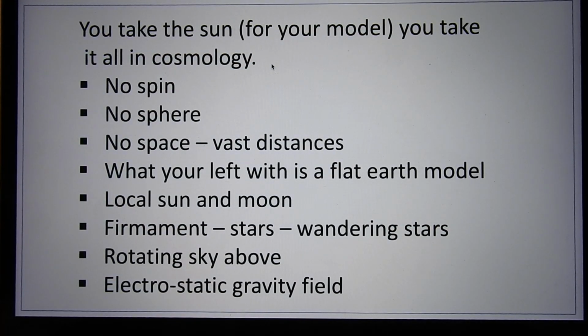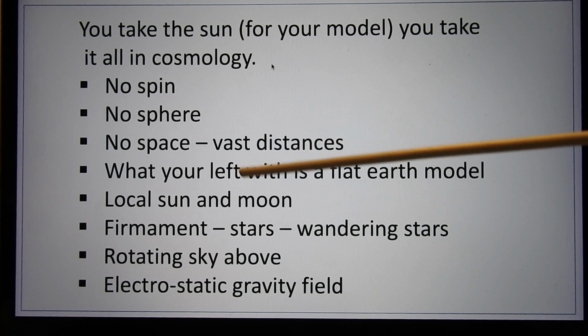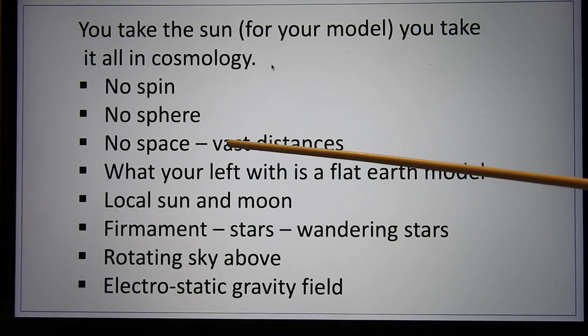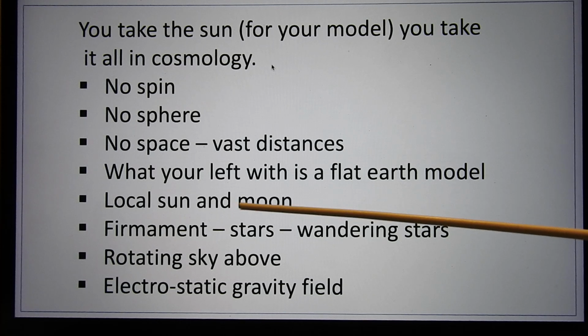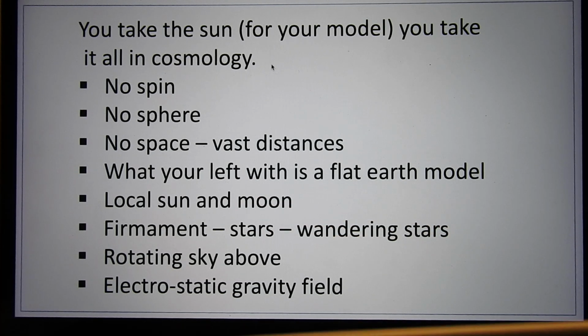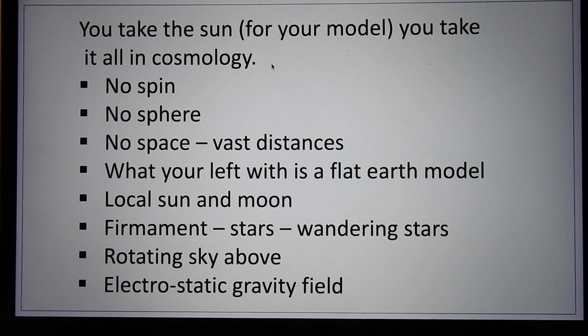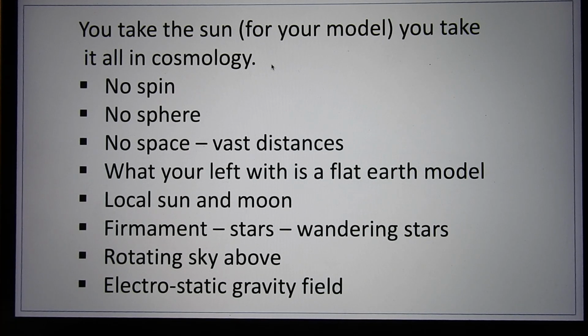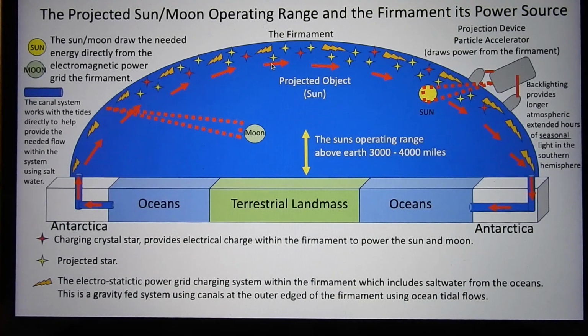As I said very early on when I talked about the Sun, if you take the Sun from your model, you take it all out of the cosmology game. There's no spin, no sphere, no space, no vast distances. What you're left with is a flat Earth model, with a very local Sun and Moon, which has a firmament over the flat Earth model with wandering stars, and a rotating sky above with an electrostatic gravity field system. Again, the complete flat Earth model.